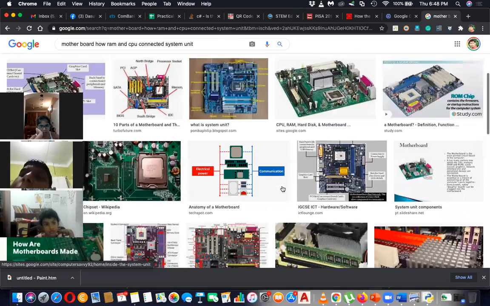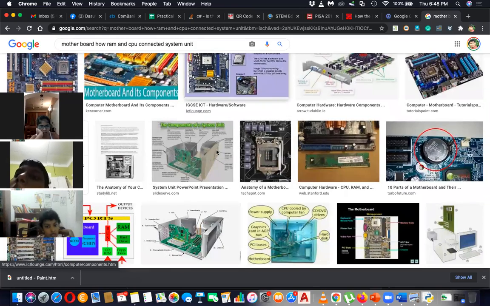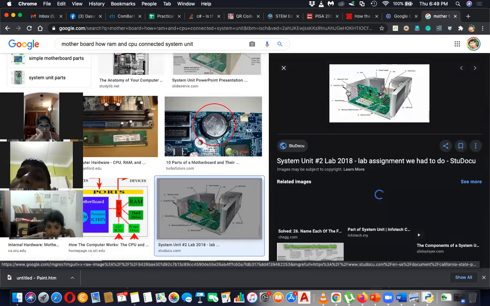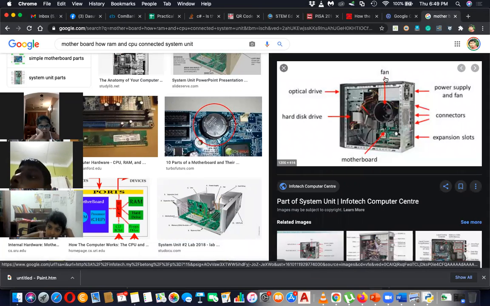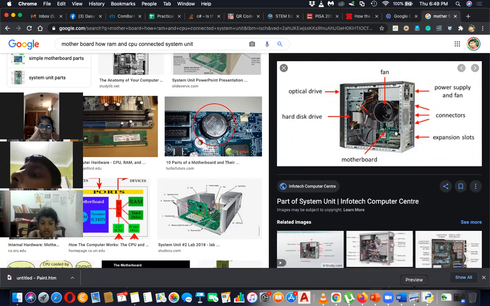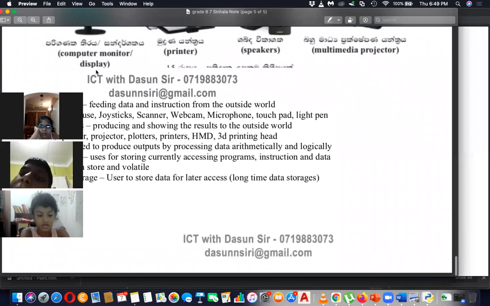System unit is the place where all these things are. Inside the system unit, you can see the fan, processor, motherboard, random access memory. All these things are inside the system unit. Okay, let's quickly go to the latter part of this and finish discussing it.